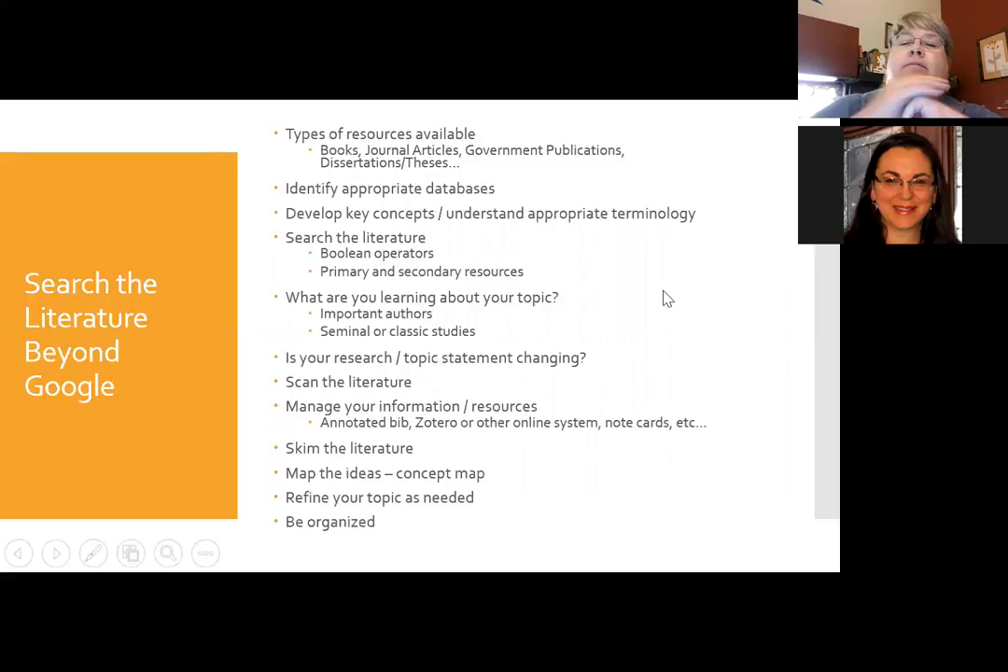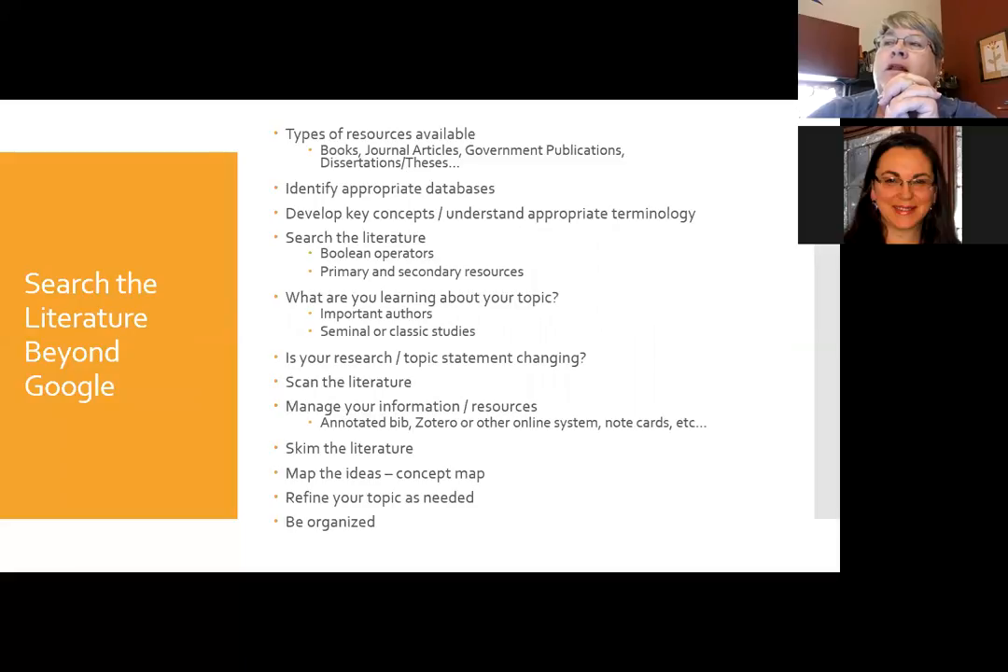So the next step in the literature review process is to search the literature. And I put beyond Google. I know, as do most librarians and faculty members, that a lot of students, when they're starting a research project, head straight to Google. And so these are some tips and tricks, things that you might want to think about before going straight to Google.